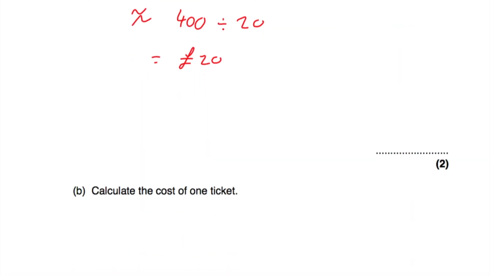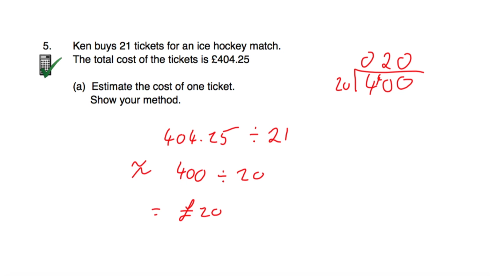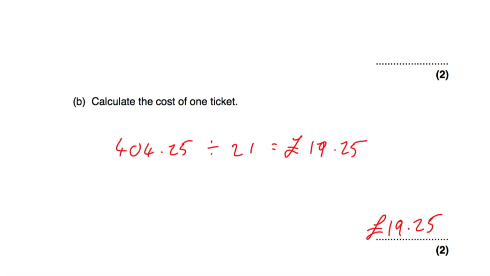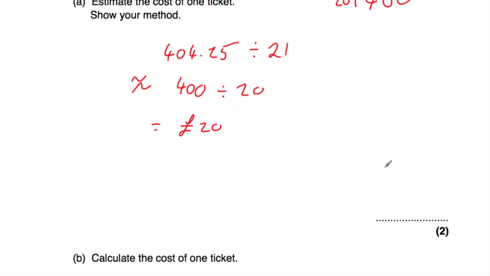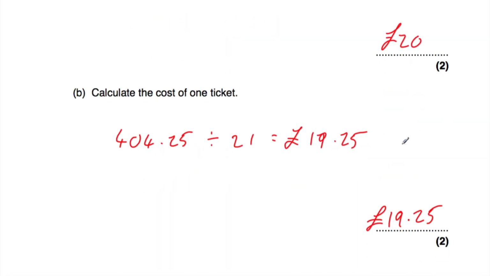Part B says, calculate the cost of one ticket. Because it's a calculator question, we can calculate the cost of one ticket by taking our £404 and 25p and dividing it by 21, and that'll tell us the price of one ticket. When we do that, we get £19 and 25p. So the cost of one ticket is £19 and 25p. If we scroll up and compare that to our estimate of £20, the actual price is £19 and 25p. That's not too far away.